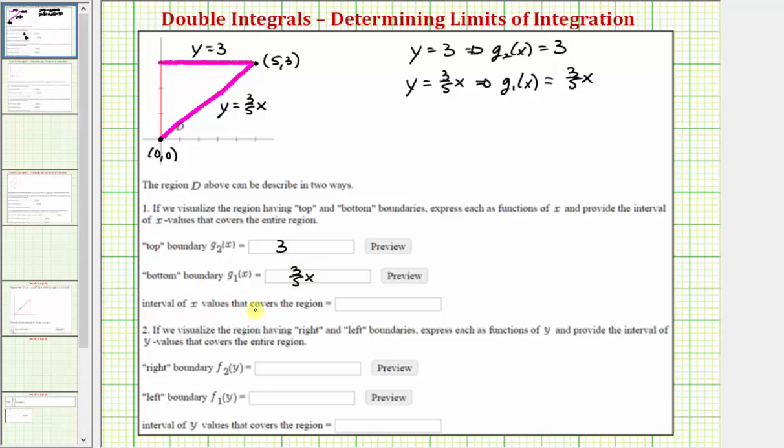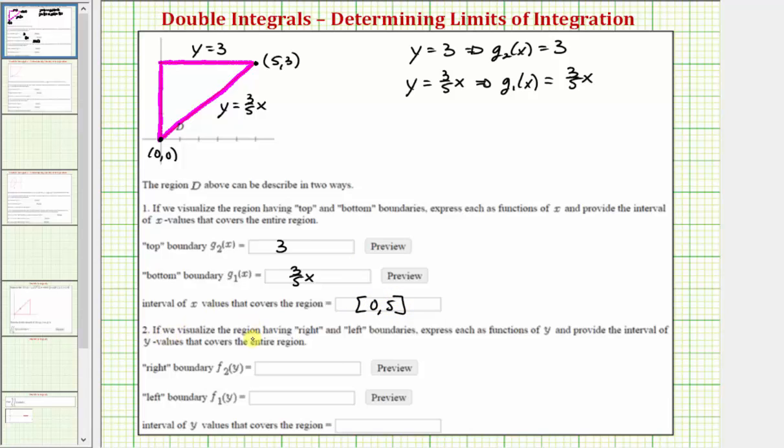The interval of x values that cover this region, notice how it would be x equals 0 here, all the way out to this point here where x equals 5, and therefore the interval of x values that cover this region would be the closed interval from 0 to 5.